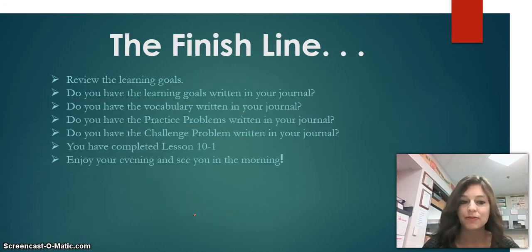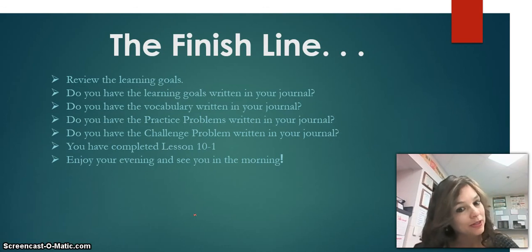This is the finish line. Review the learning goals. Do you have the learning goals written in your journal? Do you have the vocabulary written in your journal? Do you have the practice problems written in your journal? Do you have the challenge problem written in your journal?